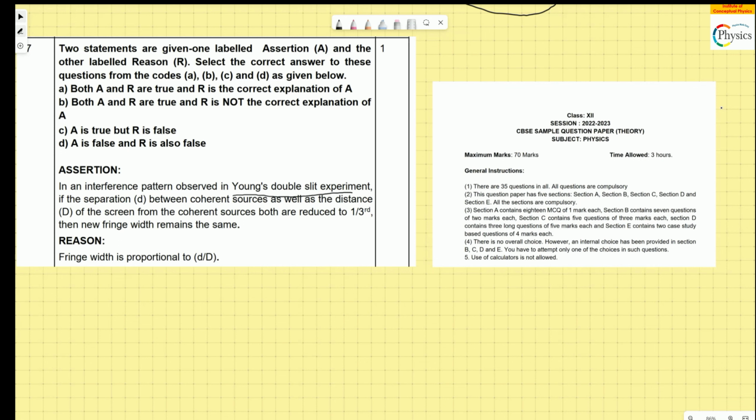The assertion is: in an interference pattern observed in YDSE, if the separation between two coherent sources, which means what is being referred to as small d, small d is the separation between the coherent sources, right? So this is what we are referring to, coherent sources.